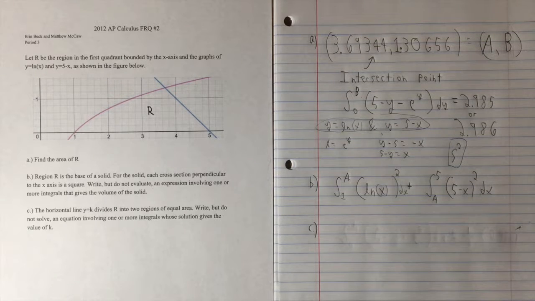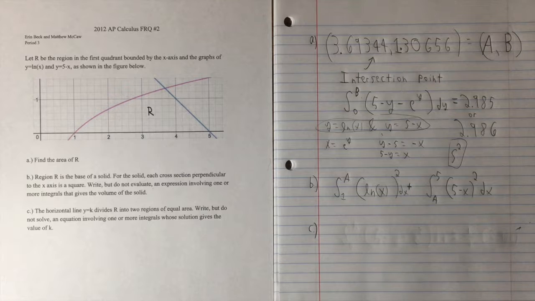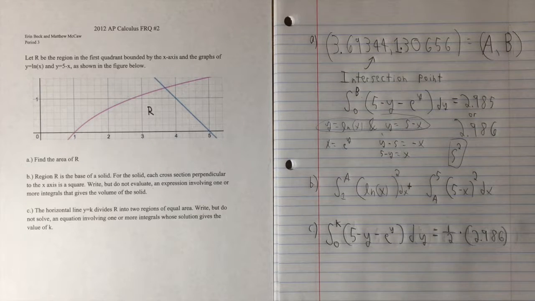And we'll already know what it equals, because we'll set it equal to 1/2 of 2.986, which is 1/2 of the area of the region R. Okay, so this is the expression which you should have set up, with the integral from boundary 0 to k of 5 minus y minus e to the y dy equals 1/2 of the area of region R, which is 2.986 or 2.985.